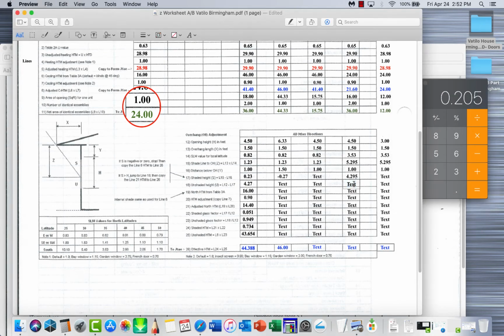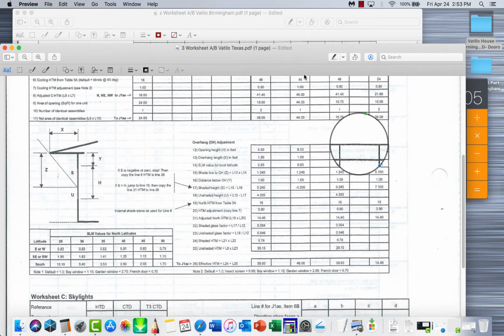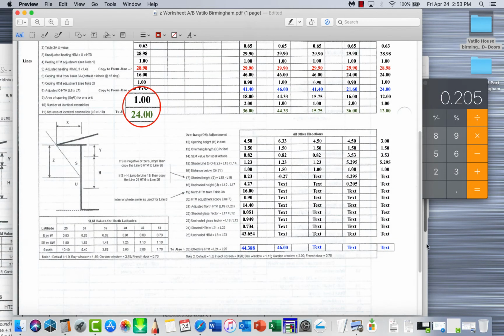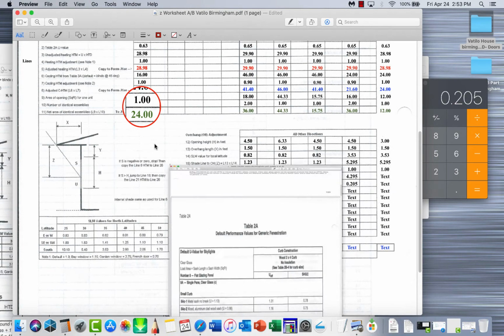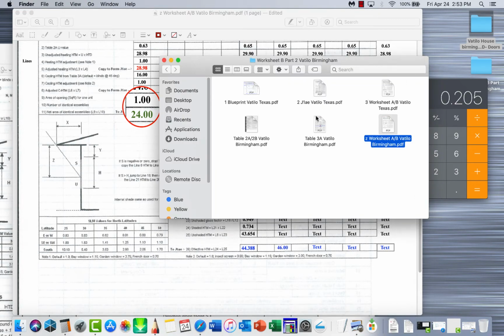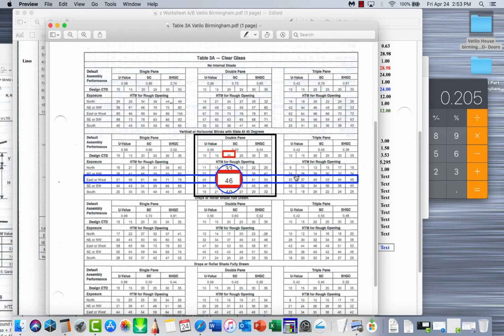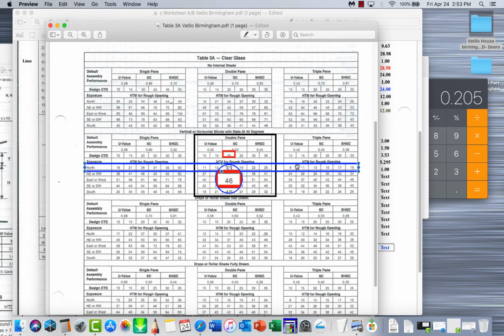And that was 0.205. There we go. And of course, North HTM from table A, like I said, this is south. So let's bring up our table A. Thought I wouldn't have to have it. There's our table 3A. So here's your table 3A that we did our other calculations off. We're going to move it to north. So that's going to put my target right here.